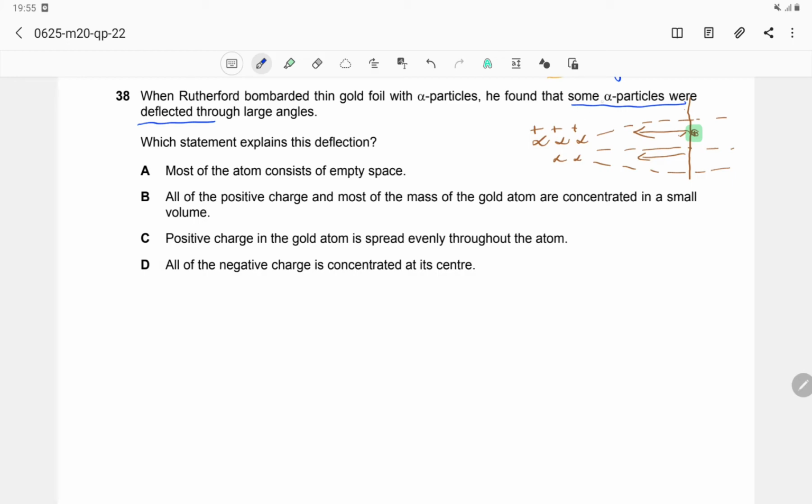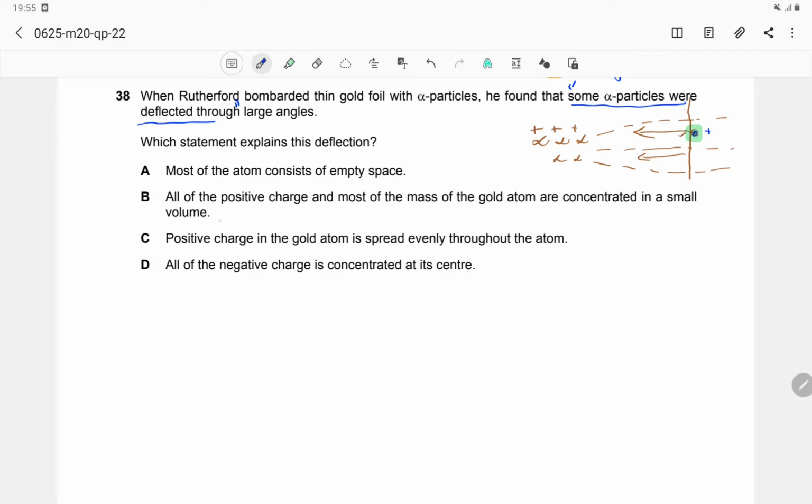So from this point, why were some of the alpha particles deflected? That is only because in a very small space inside the atom there is a presence of positive charge. Because the alpha particle is also positive, they repel back. Okay, so we cannot say it's because of the empty space.